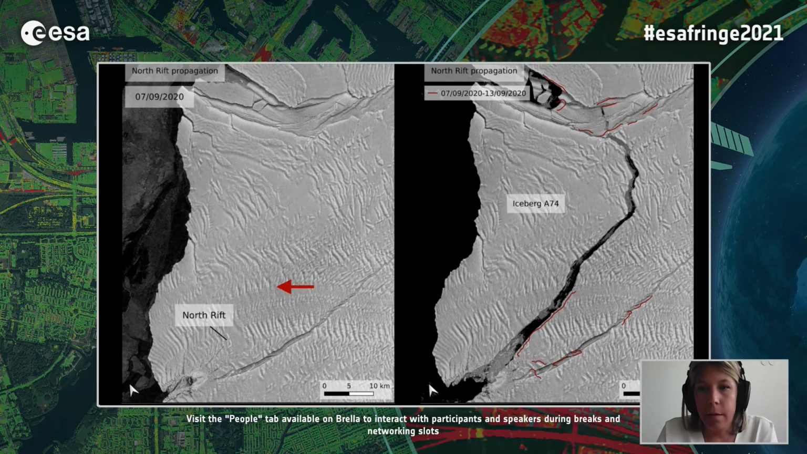And overall, I applied this method to our old dataset between September and February for delineating the North Rift. And I show you here a comparison between what's been delineated with interferometry on the right side, and at the same time, I show you the backscatter image acquired at the same time to have an idea of the sensitivity, the difference between both.